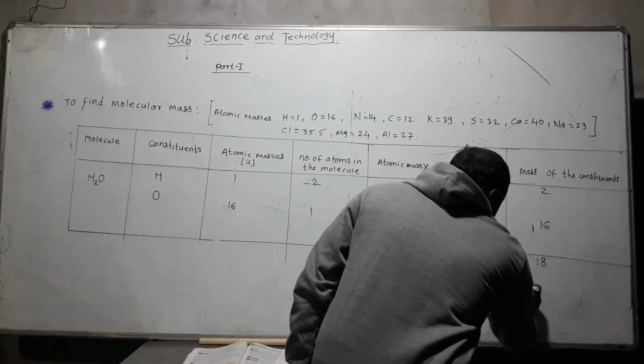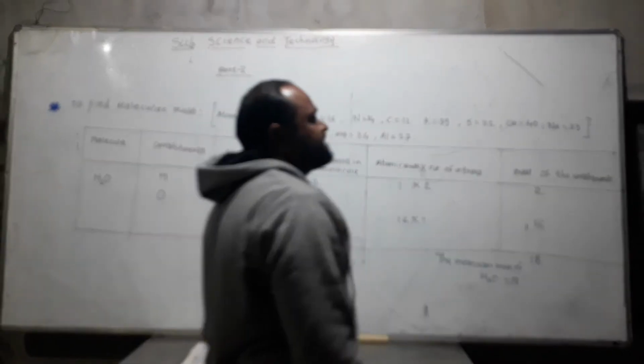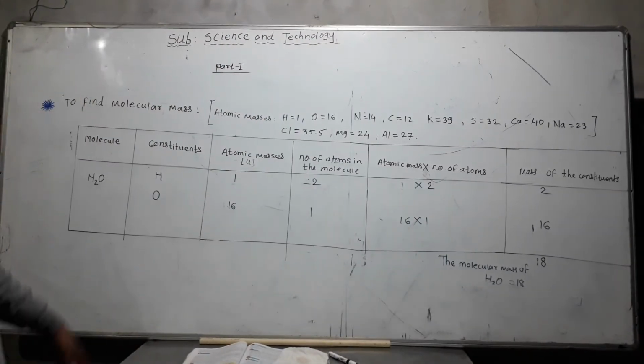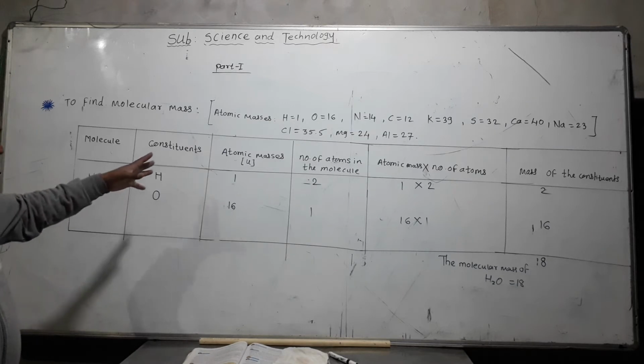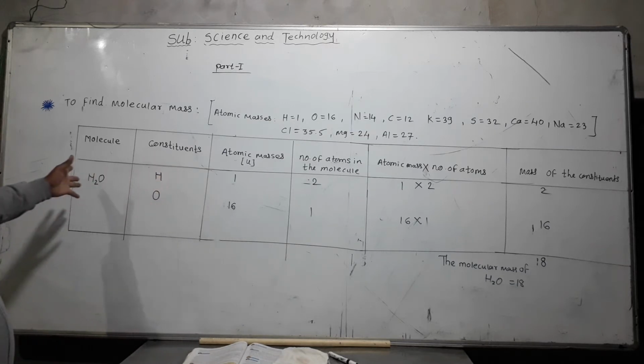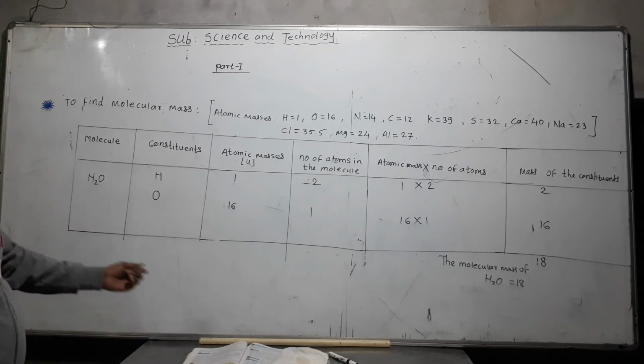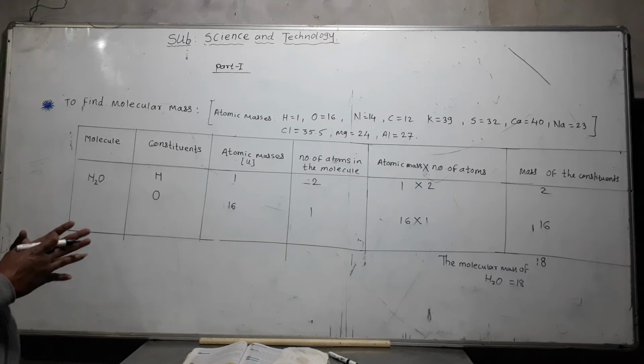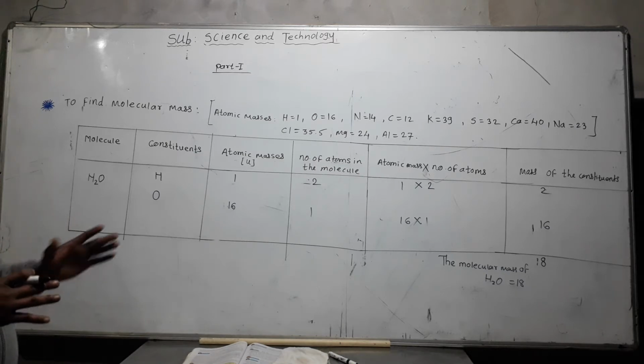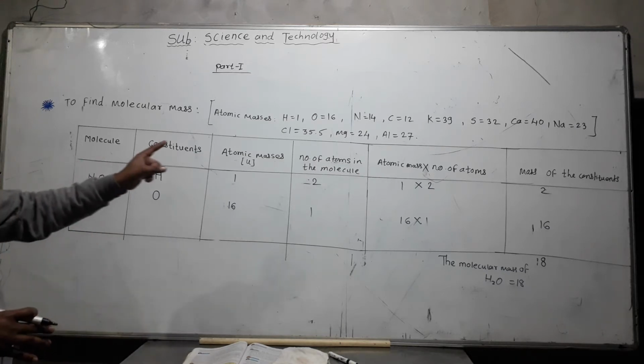is equal to how many? 18. This type of example, finding the molecular mass of H2O, which is 18, is solved with the help of this method.